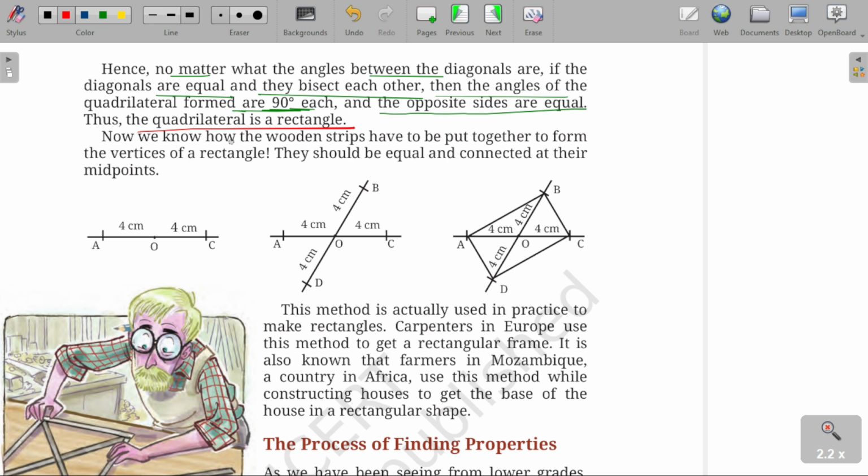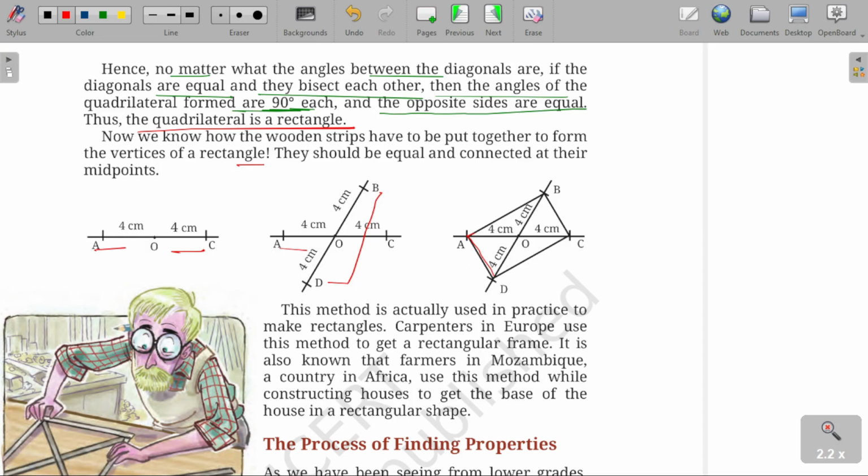Yeah. We know how wooden strips have to be put together to form the vertices of a rectangle. Wooden strips can be placed like this, right? One wooden strip and a second wooden strip can be placed like this, and we know their lengths now. And when we join the corners with the thread, we'll get a rectangle. Now I hope this is clear to you.